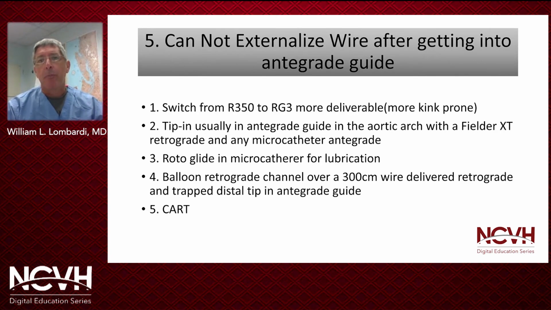Again, maybe not as applicable to peripheral, but in coronary, sometimes you can't get the wire to externalize. I tend to use an R350 to externalize. The reason being is it's 012, so it's a better rail than the RG3, which is 010. It's also nitinol, so it's kink resistant. RG3 is stainless steel, so it can kink, and there have been problems with that. So I tend to use R350. However, RG3 is more deliverable. So if I can't get the R350 out, I have a few RG3s I saved just for this to externalize.